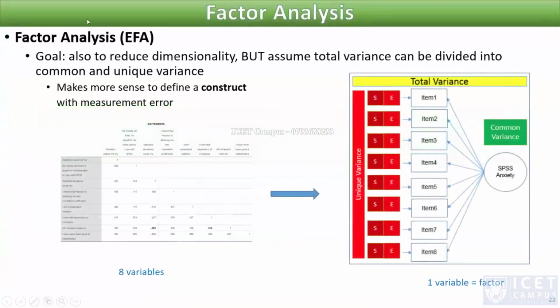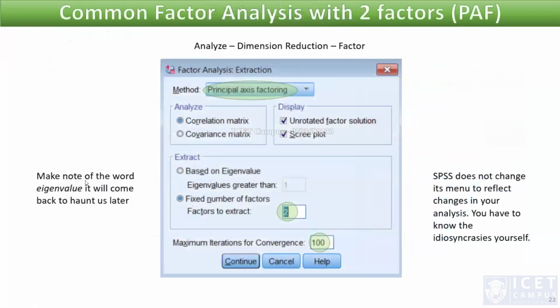Right. Exploratory factor analysis, I explained to you. The goal is to reduce dimensionality, but assume total variance can be divided into common and unique variances. It makes more sense for the defined construct with measurement error. Right. So here we have 8 variables, right? 8 variables. So we need to reduce them, right? Again, earlier we reduced to 2 factors, but we decided on 2 factors. SPSS does not change the menu to reflect the changes in analysis. You have to know this yourself.